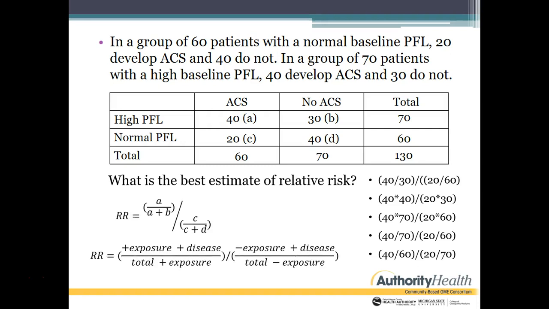Now I will put up your formulas to remind you of this. So remember, risk of disease in the exposed over the risk of disease in unexposed. So we're talking about 40 over 70 over 20 over 60. And there we go, that's our answer.